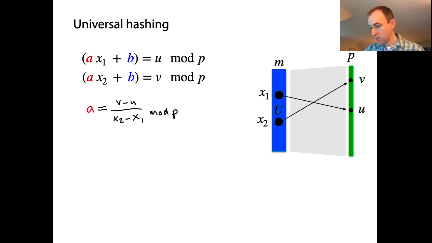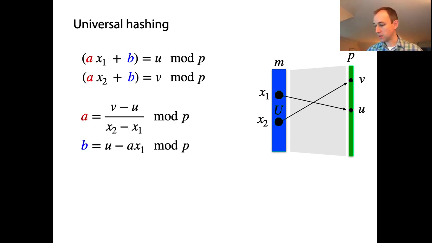Okay, so here's a. For b, we'll get u minus a x sub 1 mod p. And the point about these expressions is that there's only one possible choice of a and b that are going to satisfy these equations. So for a given x sub 1 and x sub 2, there's only a particular choice of a and b that are going to yield a given u and v. And I'll show you this in a moment in the form of the table, which is perhaps an easier way to visualize what's happening here.